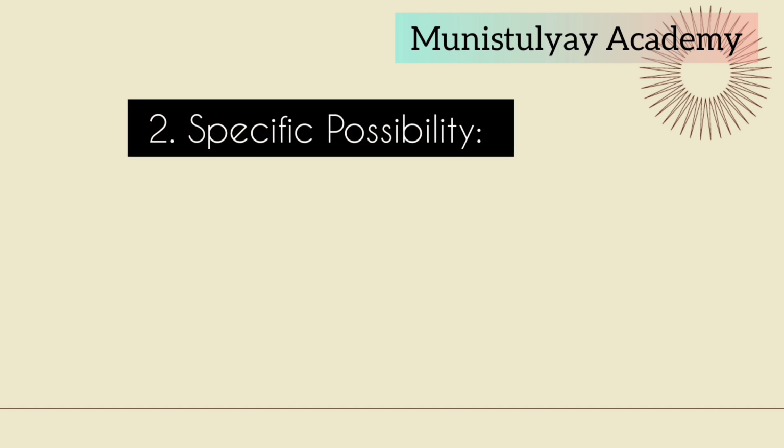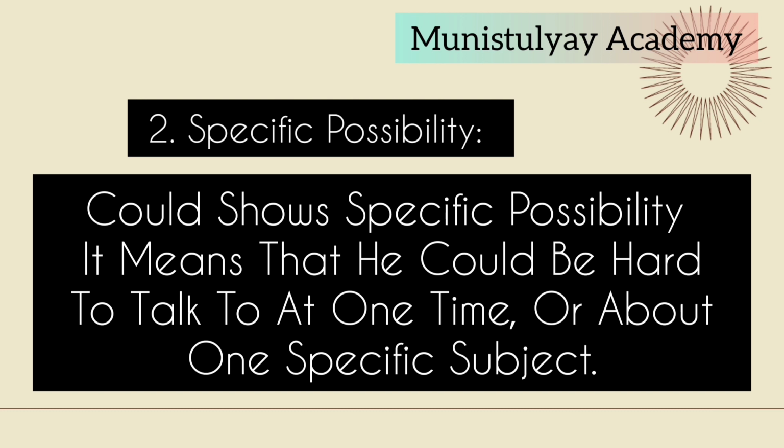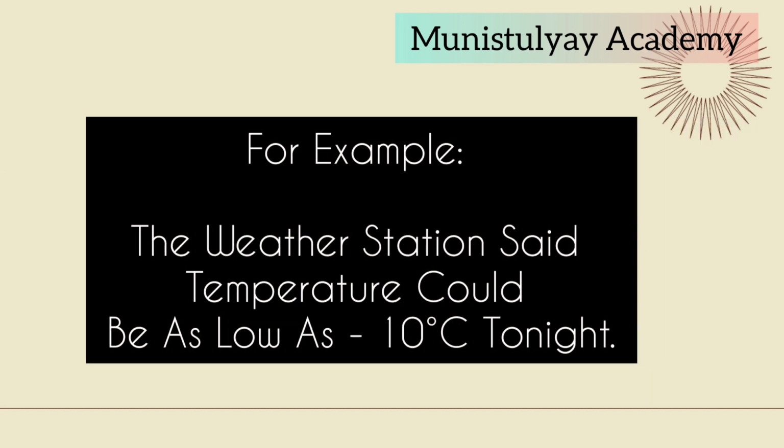The second one is specific possibility. Could shows a specific possibility. It means that he could be hard to talk to at one time or about one specific subject. For example, the weather station said temperature could be as low as -10 Celsius tonight.